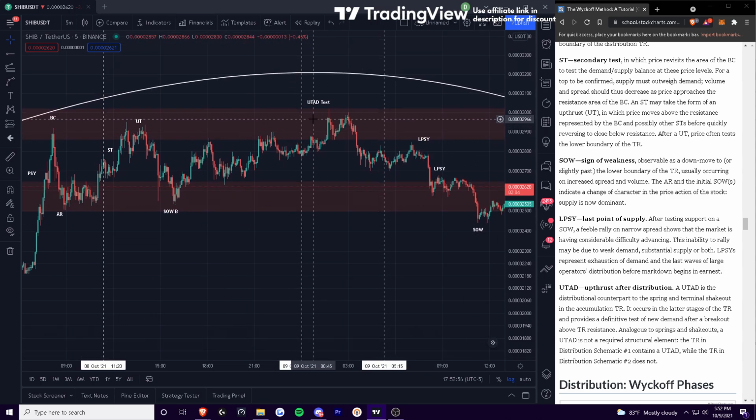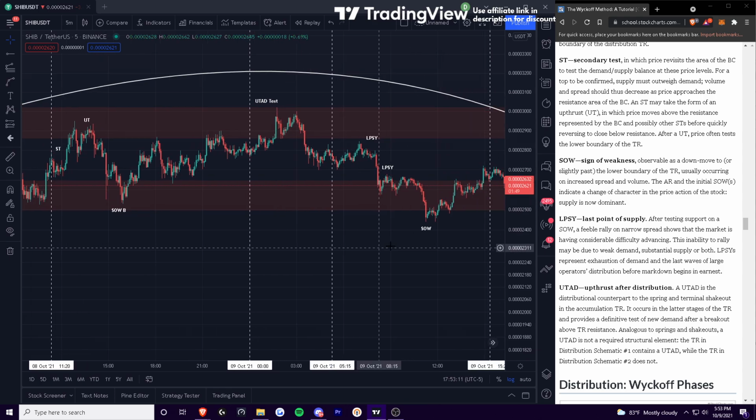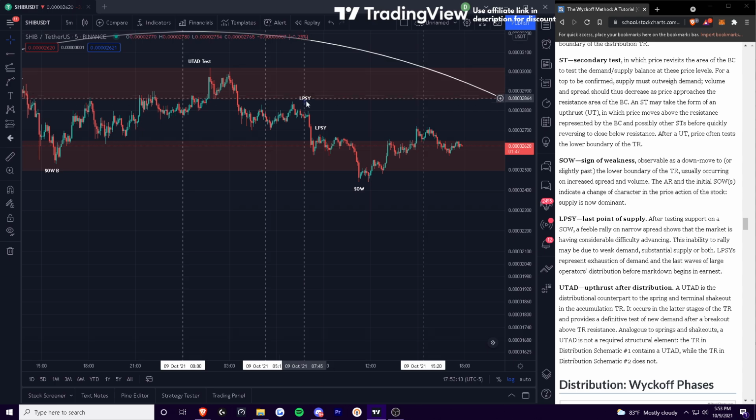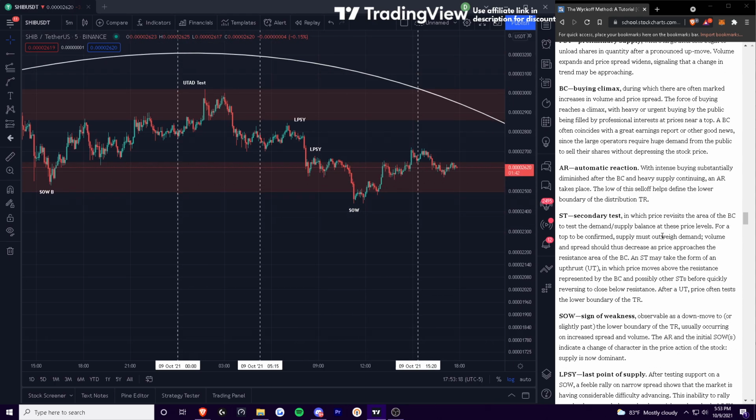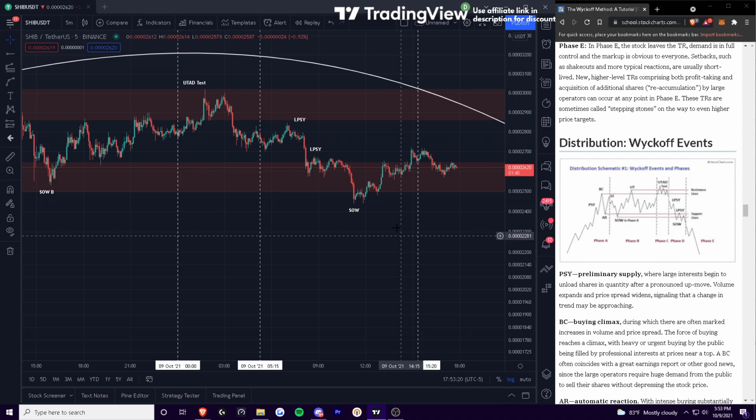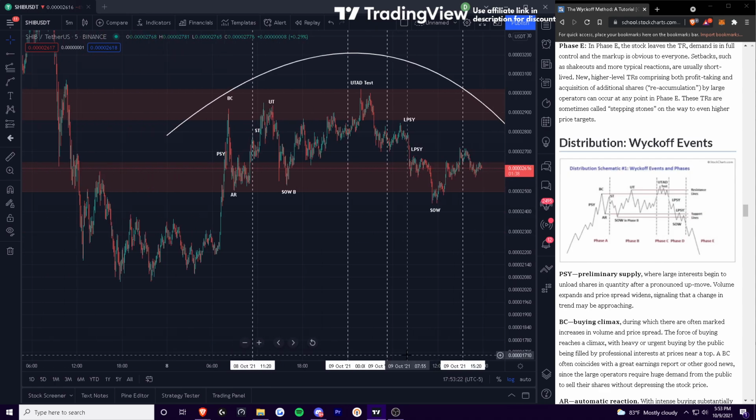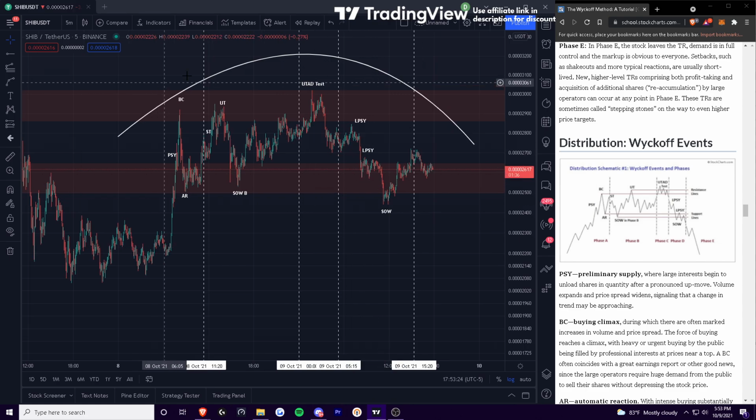Then you come up thrust after distribution. So all of this is distribution, right? So institutions, they'll come up, test this liquidity zone, sell it down. Maybe they'll buy again here to put the price up again, sell off again. And then you have that up thrust after distribution. And then last point of supply. So this is when they begin to sell off. And then your final sign of weakness here. And you can take a look at the schematic. Obviously, you can go back in the video as well and go through these concepts and what's going on.